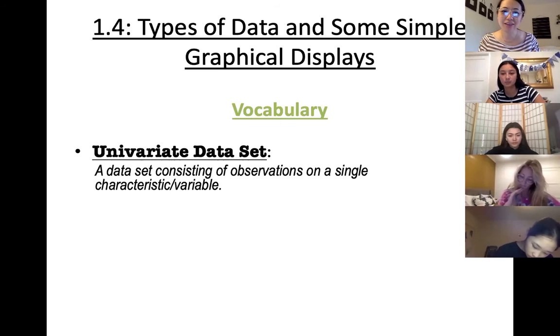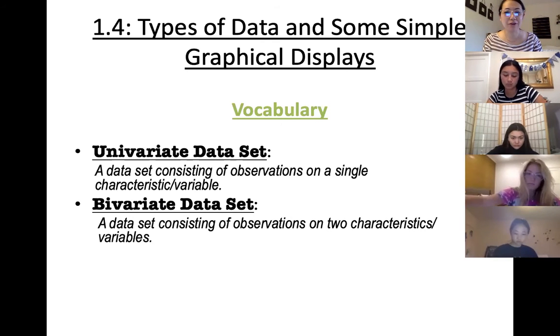So we actually collected a univariate data set already in this class when I asked you guys about your screen time, right? Every single person gave me one number. So that's how you know it's a univariate data set, because every person responds with just one number.